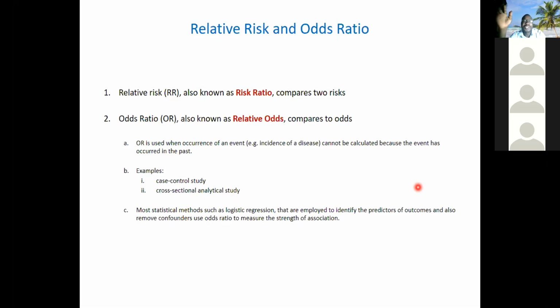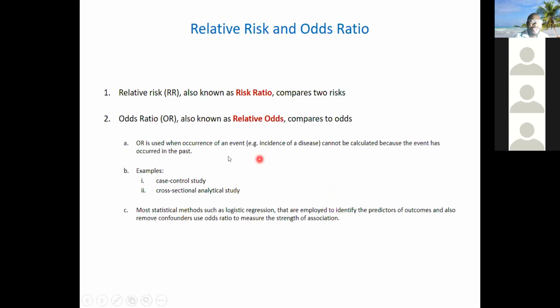Odds ratio is the same thing as relative odds. It's only that relative risk sticks to relative risk and odds ratio sticks to odds ratio. Both of them can answer to the other name. You can call relative risk, risk ratio. You can call odds ratio, relative odds. Relative to the other.